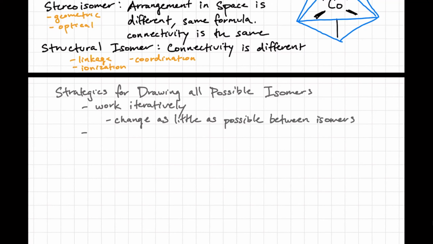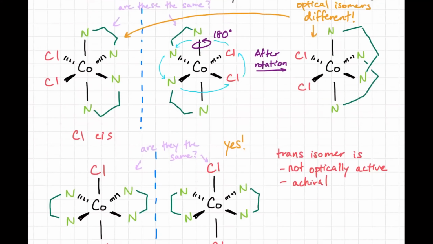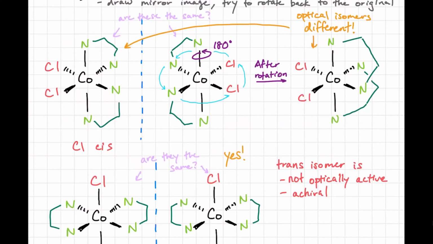And my second big point is to keep the bidentate ligand in the square. The square meaning this here. That really worked out for me because I know that there's no funky business.